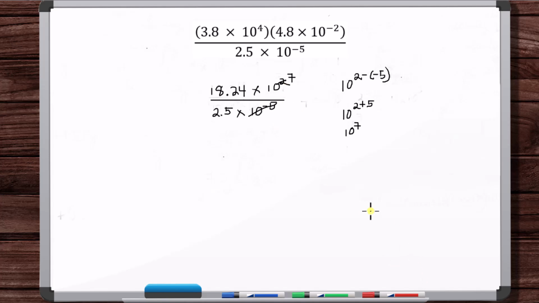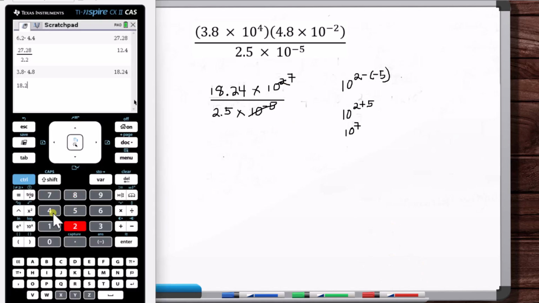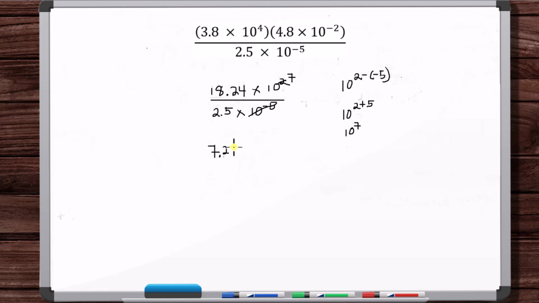All right, so now 18.24 divided by, so 7.296. Let's write out all of the digits, times 10 to the 7th. All right, now, we had 2 significant digits come out of this multiplication, and then the division, 2 significant digits. So rounding this, we get 7.3 times 10 to the 7.